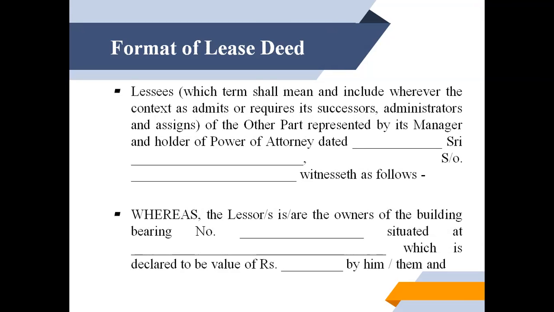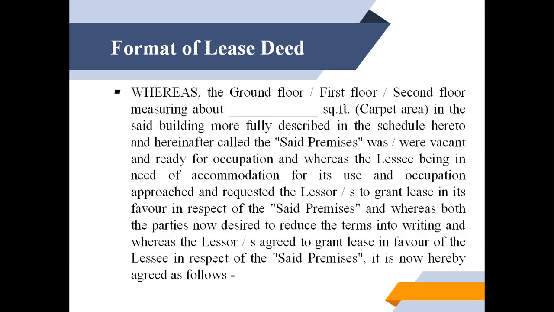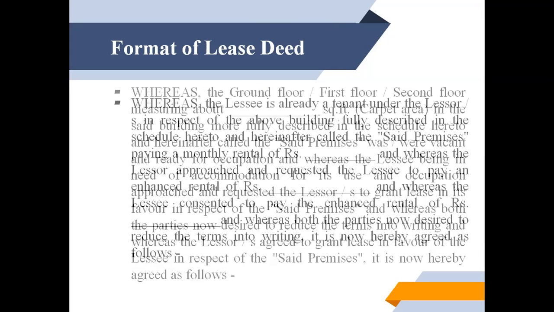Now we have to mention the recital to the lease deed also. Whereas the lessor is or are the owners of the building number so and so, situated at so and so, which is declared to be of the value of so and so. Whereas the ground floor, first floor, measuring so much carpet area, in the said building, more fully described in the schedule hereto, and hereinafter called the said premises, was or were vacant and ready for occupation. And whereas the lessee, being in need of accommodation for its use and occupation, approached and requested the lessor to grant lease in its favor in respect of the said premises. And whereas both the parties now desired to reduce the terms into writing, and whereas the lessor agreed to grant lease in favor of the lessee in respect of the said premises, it is now hereby agreed as follows.